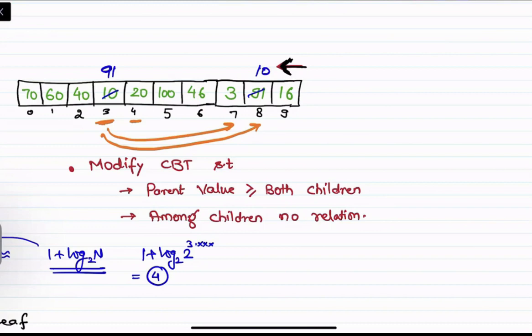Okay, fair. Now you go to 2. Who are the children of index 2? What indices are they at? Who are the children of 2? Yeah, 5 and 6. Among 5 and 6, which value is bigger? 100 is bigger. So you will swap 100 with 40. 100 will go here and 40 will go here.